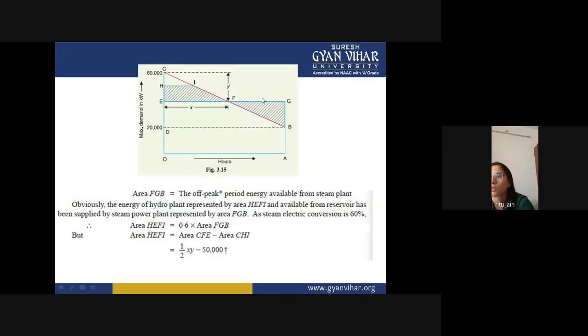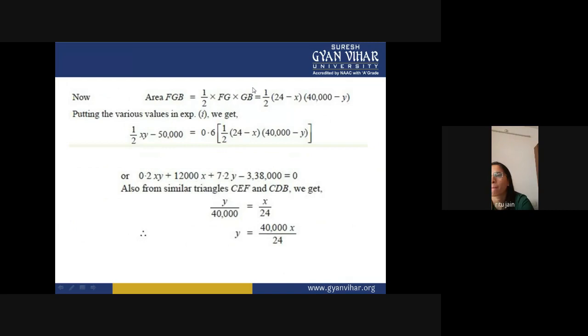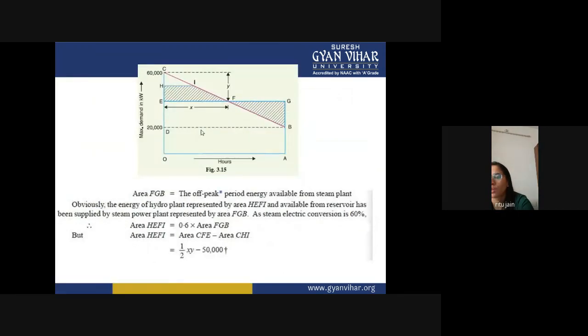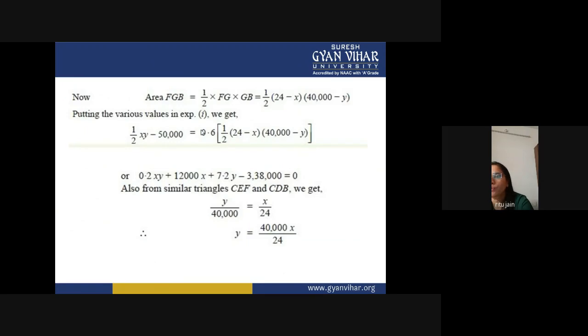Y is your this height, and this is equal to Y. Okay, so you can easily calculate the area FGB by using this equation. And when you put the various values in expression 1, we get FG into GB, XY minus 50,000.